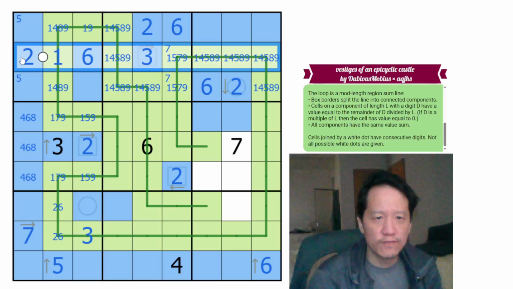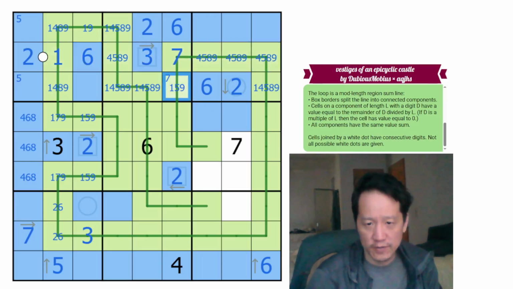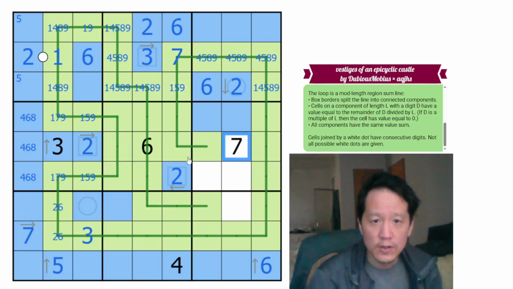None of these can be 1. We have a 4, 5, 8, and 9 quadruplet in row 2, which eliminates 4, 5, 8, and 9 from the rest of the row. So this must be a 7. Therefore, this can't be a 7. This has to have 2 going down this way, so therefore these are all on the loop, and it has to go this way. And this is not on the loop.